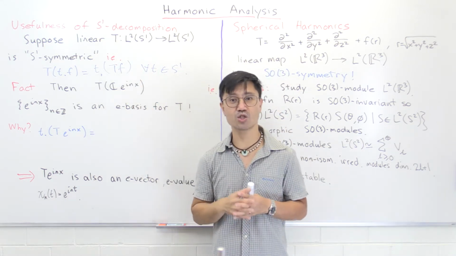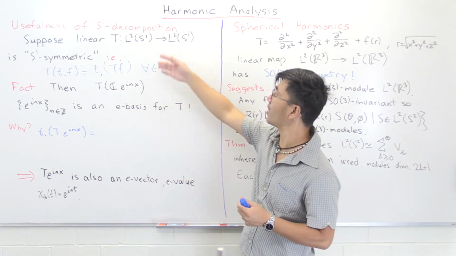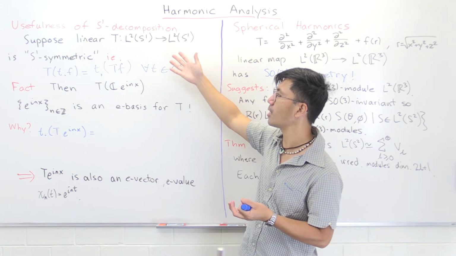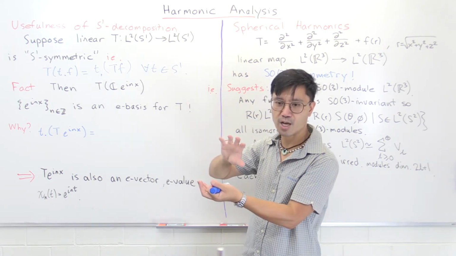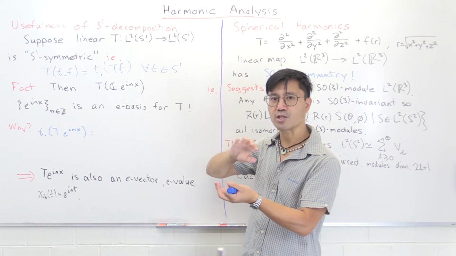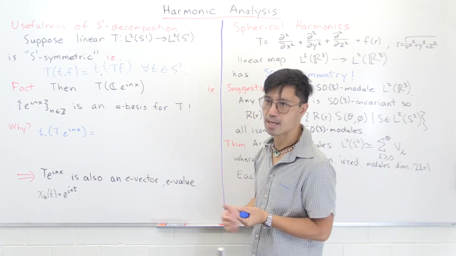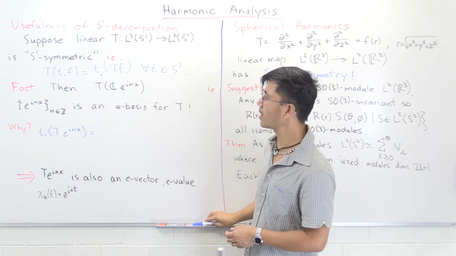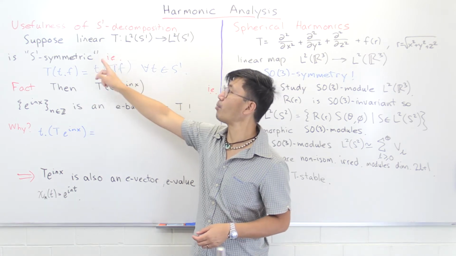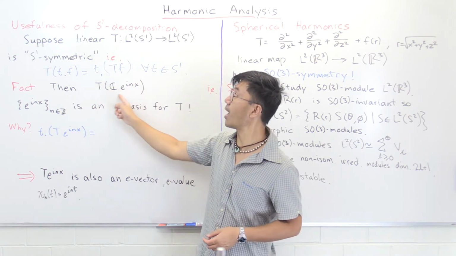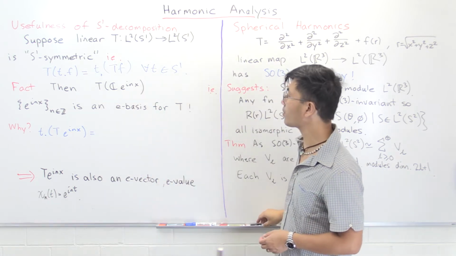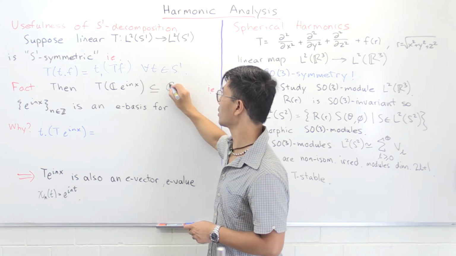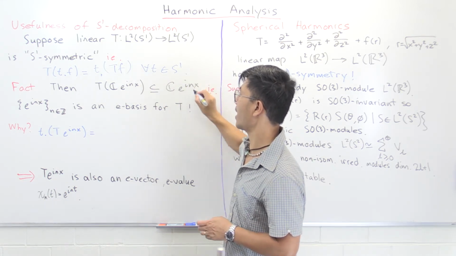Suppose that you're in that situation. There's plenty of instances where you might see this sort of thing. For example, if you look at differentiation, you can translate and then differentiate, or you can differentiate first and then translate. So that's an example. So what happens then? In this case, what we will see is that if we apply this linear operator, which is S1 symmetric, to this component of the decomposition, C e to the i n x, it is actually stable under T. So this will be contained inside C e to the i n x.